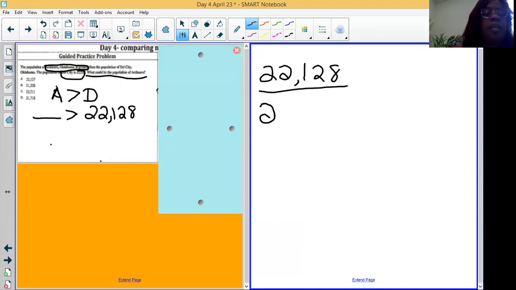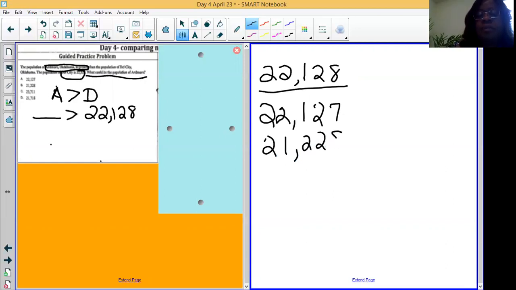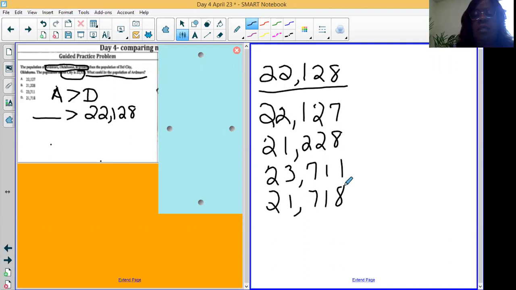So I write down A's answer choice, which is 22,127. B is 21,228. Answer choice C is 23,711. Answer choice D is 21,718. So again, all of our numbers have 5 digits.